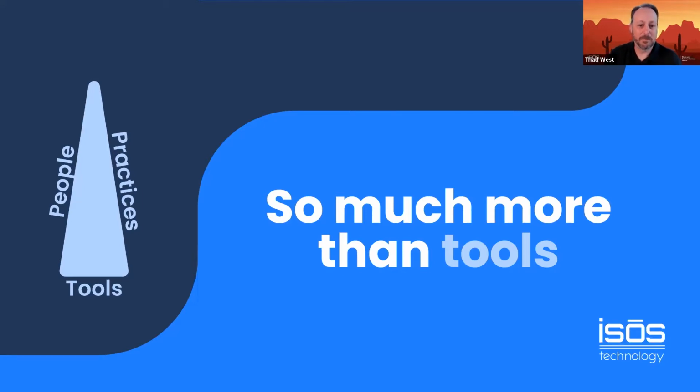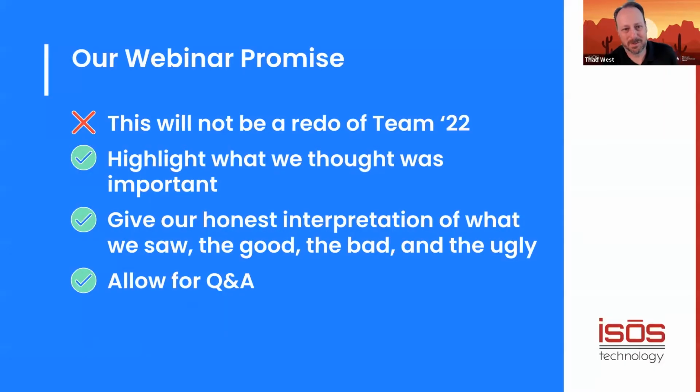So without further ado, there was the ISOs commercial. Thank you for bearing with me. Our webinar promise is this will not be a redo of Team 22. They did a lot of great recording. You can go watch the videos out there. We're not going to say the same things that they said. We're going to highlight what we thought was important. We're going to give our good, honest interpretation of what we saw. We're not going to be Atlassian shills. We want to talk about the good, the bad, and the ugly, and of course, allow time for Q&A.